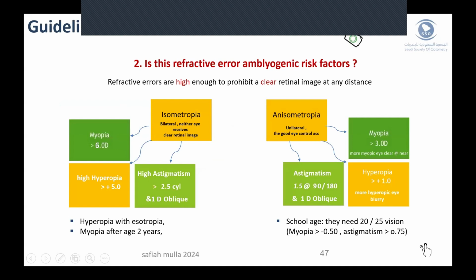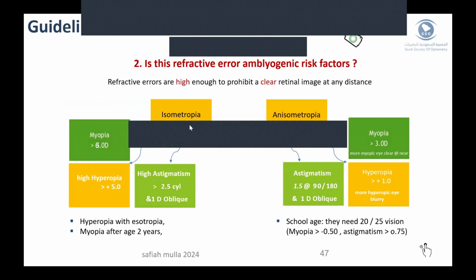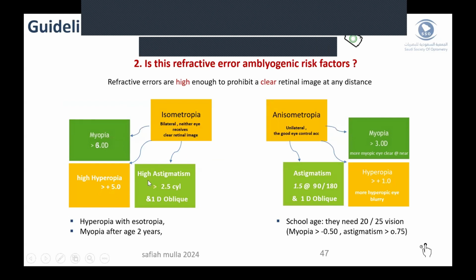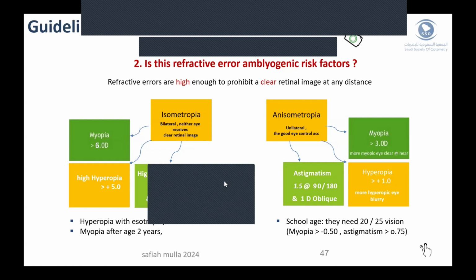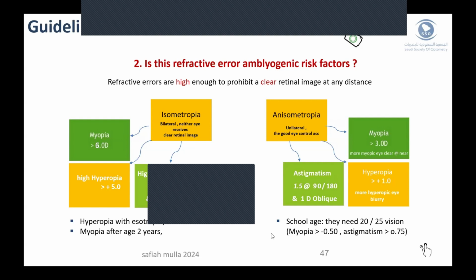If we look at the schedule here, this table, I made it so that it's going to be easier for everybody to spot the thing. Let's say they have an isometropic refraction. If they are hyperopes and have high hyperopia, you correct them if they are more than 5 diopters. For the cycloplegia, I'm talking about isometropic refraction where both eyes have the same refraction. If they have astigmatism of more than 2.5 diopters, then you need to refract them.